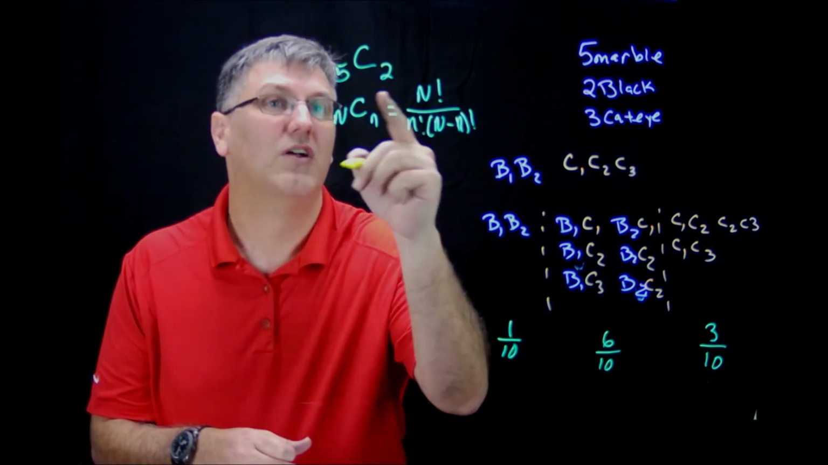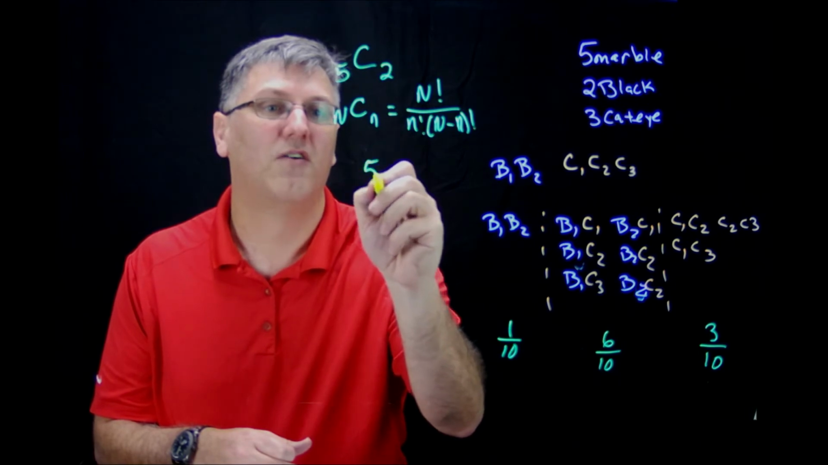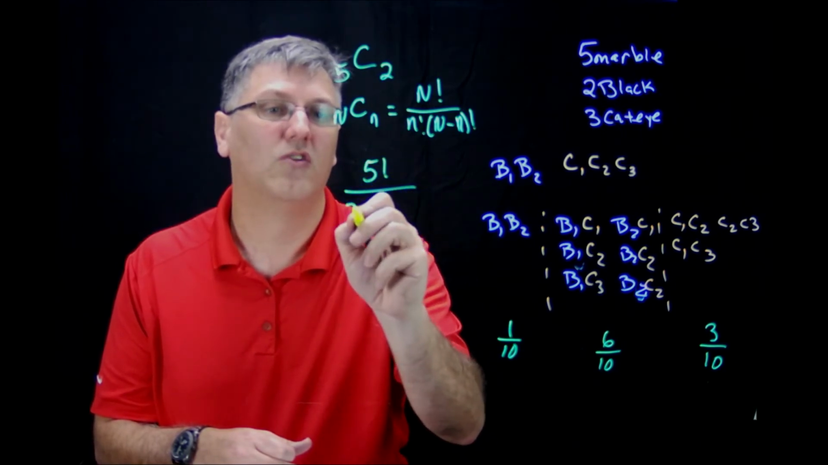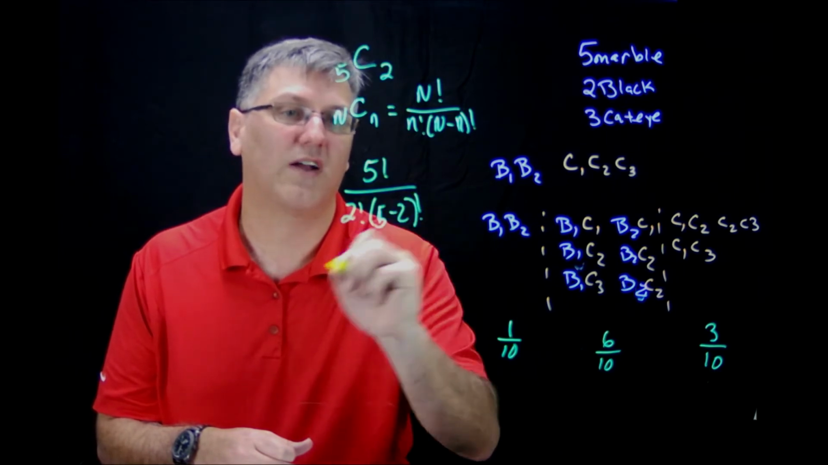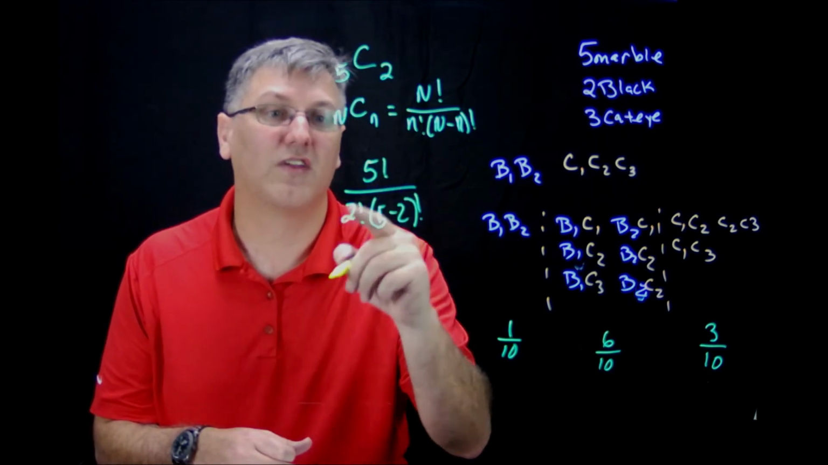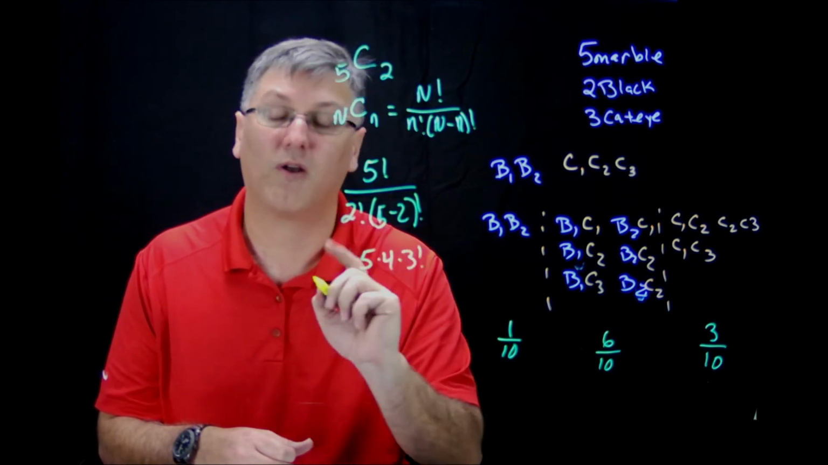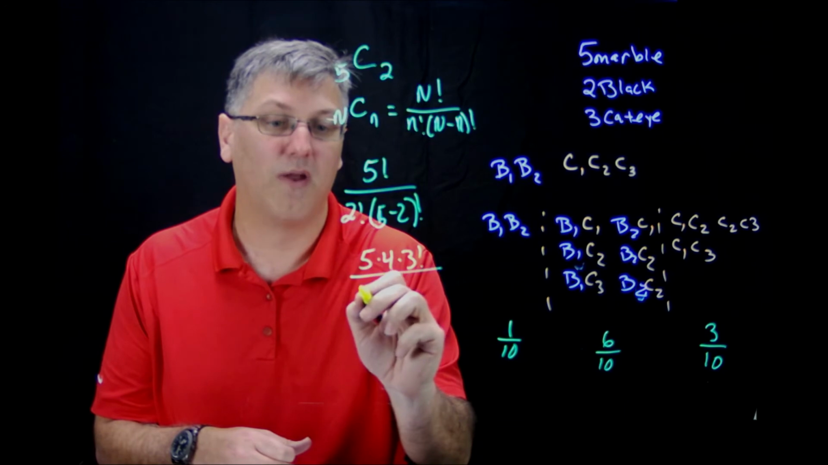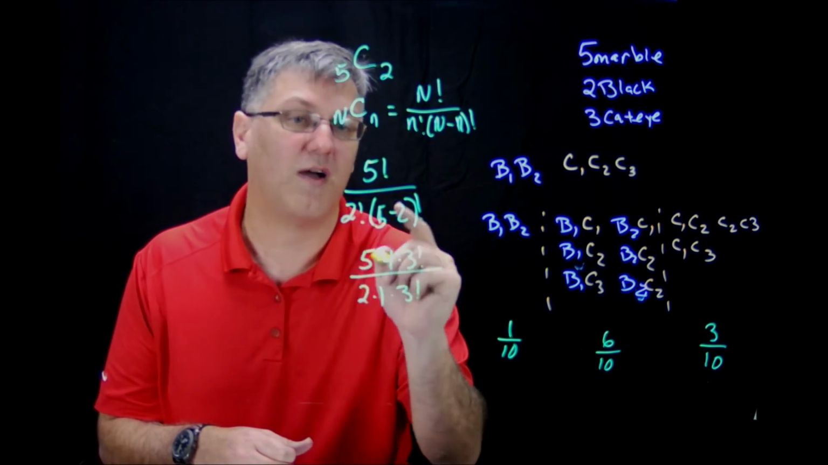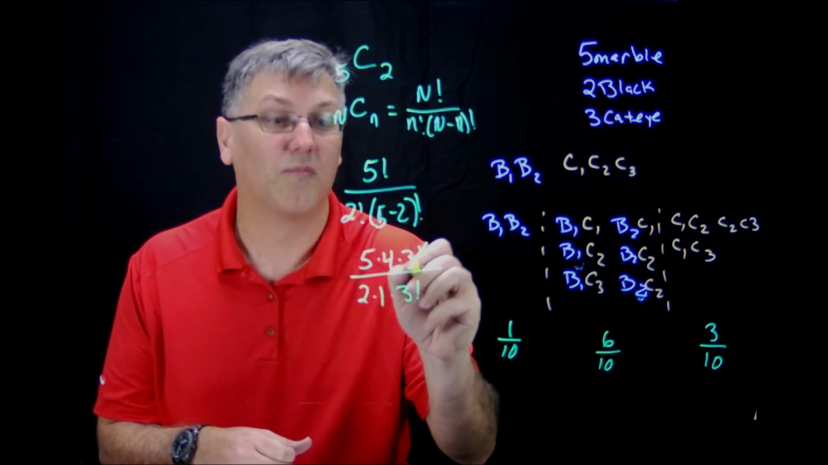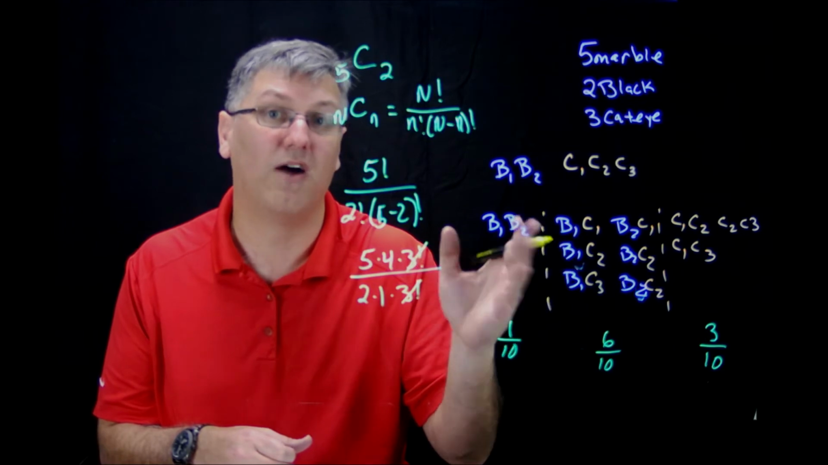So here we go. In this case, my capital N is 5, my lowercase n is 2. So I'm going to have 5 factorial over 2 factorial times 5 minus 2 factorial. Calculate this out. I'm going to do 5 times 4 times 3 factorial, and I'm going to show you why in a second. I'm going to have 2 times 1 times 3 factorial, because 5 minus 2 is 3. Well, look, my 3 factorials cancel out, so I don't actually have to write it all the way out. You can if you want.